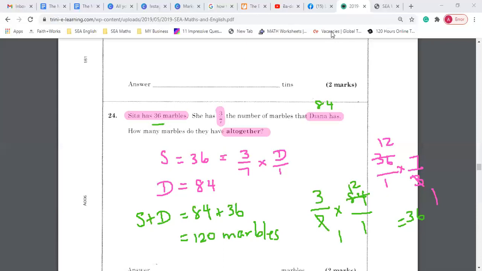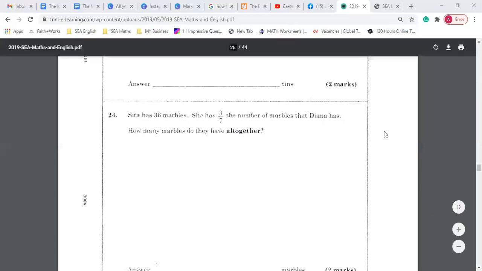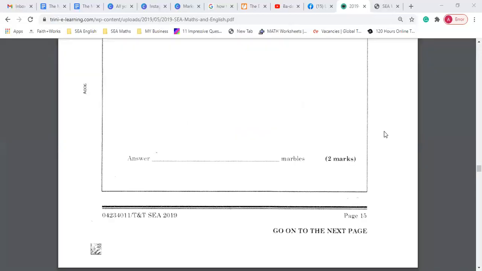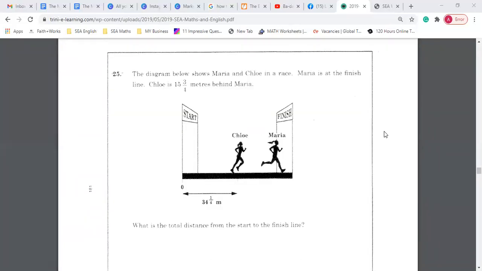All right, okay. Let's go on to the next one now. All right, let's look at this one. The diagram below shows Maria and Chloe in a race. Maria is at the finish line. Chloe is 15 3/4 meters behind Maria. What is the total distance from start to finish?